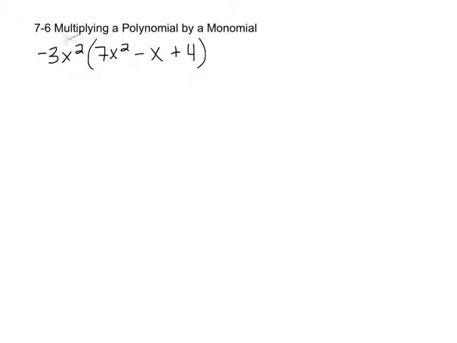When I distribute, I'm going to multiply negative 3x squared times 7x squared, and that becomes a negative 21x to the fourth, because I'm going to add my exponents. And then a negative 3x squared times a negative x becomes positive 3x to the third. And then I have negative 3x squared times 4, which becomes a negative 12x squared.